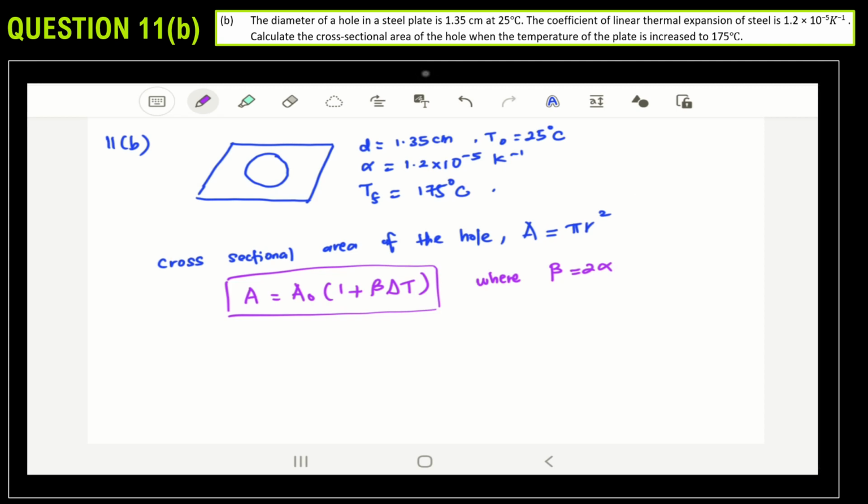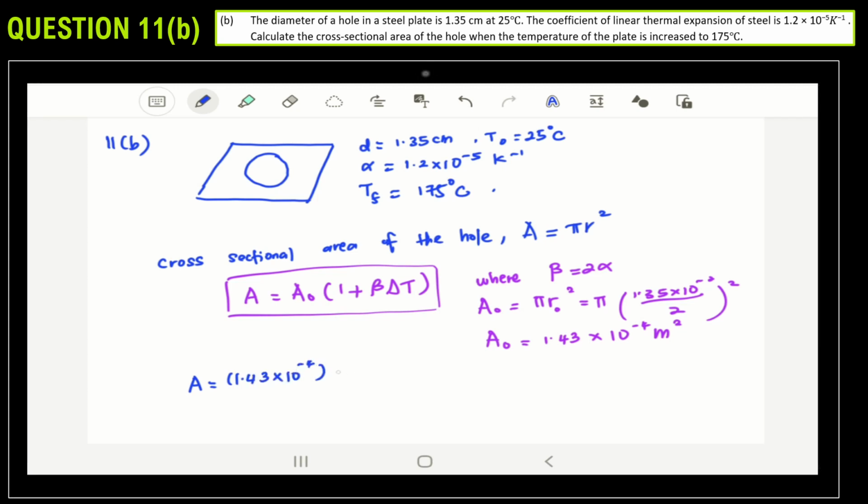We can calculate A0, where A0 is equal to pi R0 squared, and R0 is the initial R. For the diameter, you divide by 2 to get R. So the diameter is 1.35 centimeter, divide by 2, and don't forget to square. So A0 is equal to 1.43 times 10 power of negative 4 meter squared. Now you can find A final, where A final is equal to A initial, 1.43 times 10 power of negative 4, times 1 plus beta, which is 2 alpha.